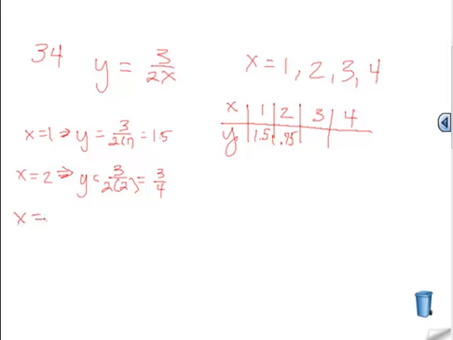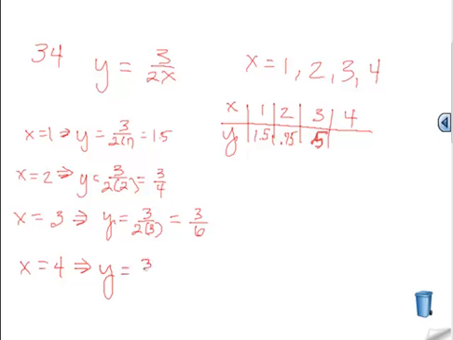So x equals 3. Okay, we're going to have y is equal to then 3 over 2 times 3. This is going to get us 3 over 6. So we're going to get 1/2, which is 0.5. Okay, and then x equals 4. That would imply y equals 3 over 2 times 4. So 3/8, which is 0.375.